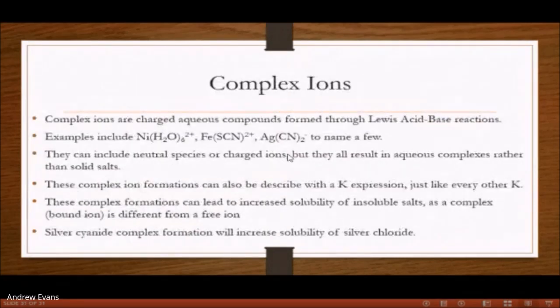Now there's one more slide, and we won't really talk about this too much, but there are a K for complex ions. Complex ions are just charged aqueous compounds that are formed through Lewis acid-base reactions. Not this week in lab, but next week in lab, we will be looking at one of those. And we kind of looked at one of those on the test, iron thiocyanate. But there's many different complex ions: nickel hexaaqua, iron thiocyanate, silver cyanide. Basically, instead of forming a neutral solid, we're forming a charged aqueous species.